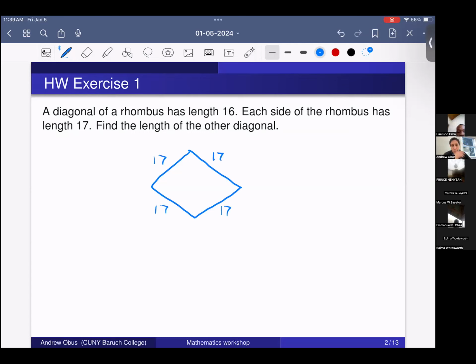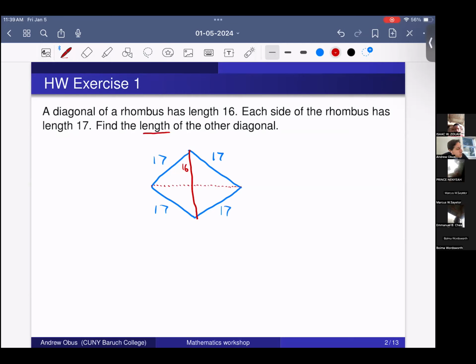Remember that a rhombus is a quadrilateral with all 4 sides equal, but not necessarily all 4 angles equal. And we had one of the diagonals over here that has length 16. The hint was that there's another diagonal over here, and the goal is to find the length of the other diagonal.